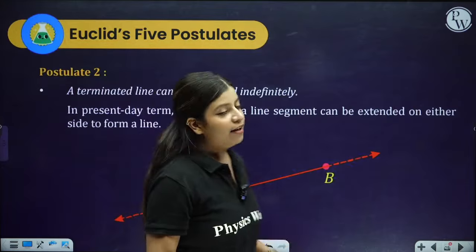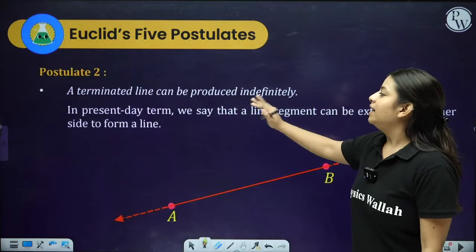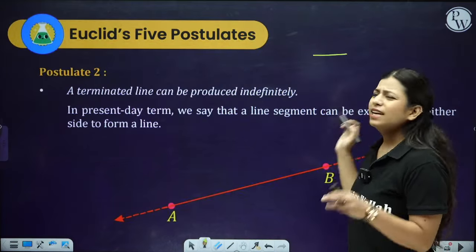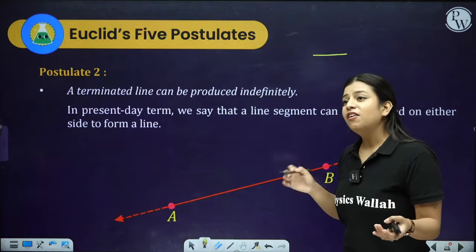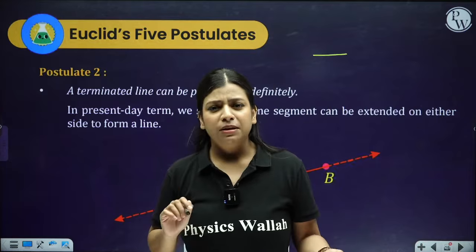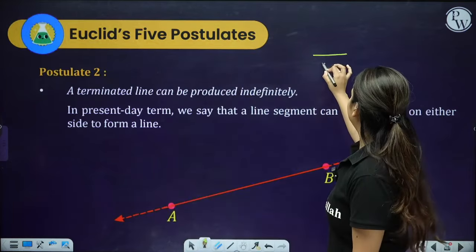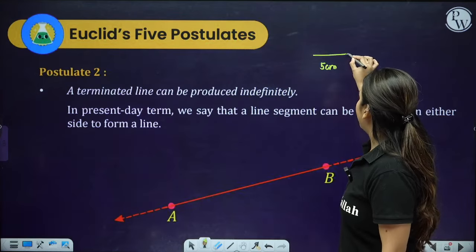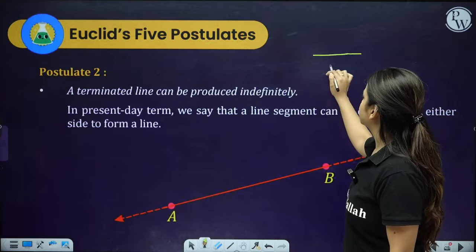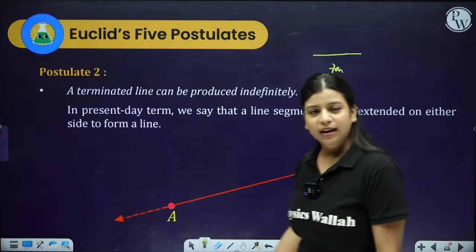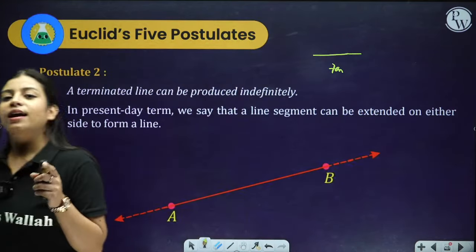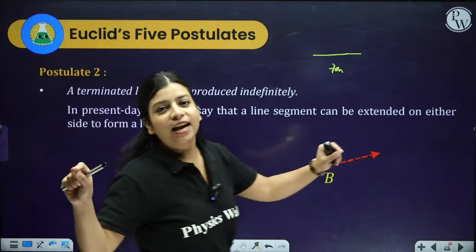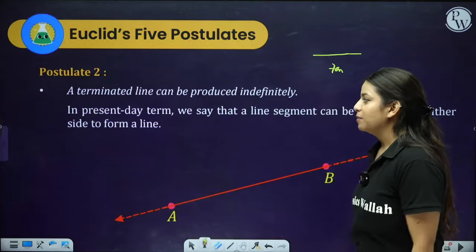The next we have is a terminated line can be produced indefinitely. In construction it happens, right? For example, you had to draw 7 centimeter and by mistake you have drawn 5 centimeter. So what will you do? You will place the scale again and extend this by 2 centimeter so that this line becomes 7 centimeter. So if a line is terminated, again you can extend it from both the ends up to your desirable length.